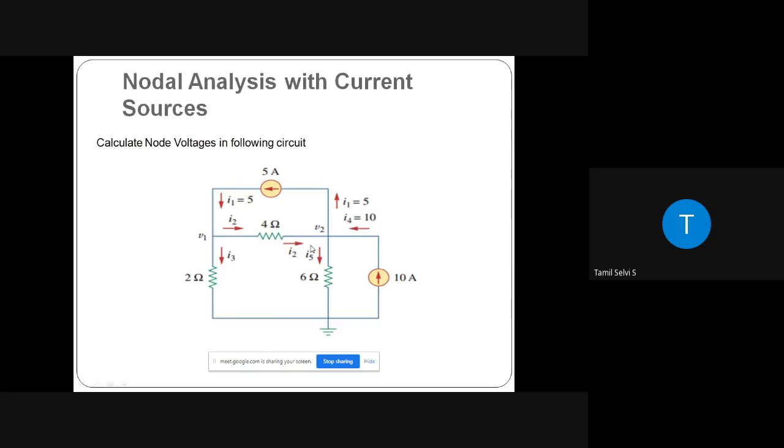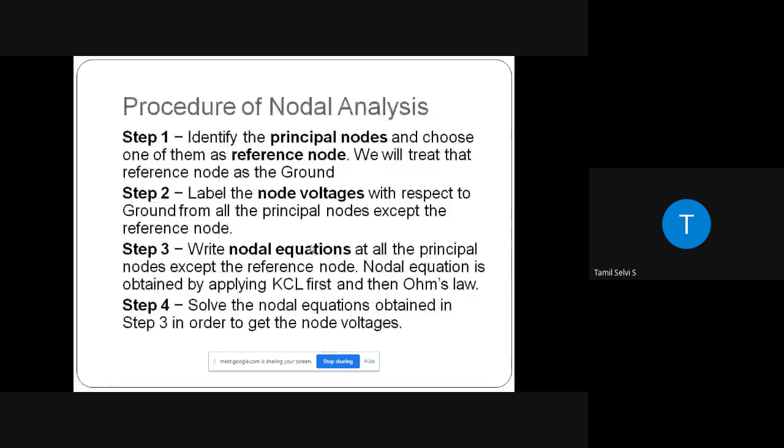Then, write the nodal equations at all the principal nodes except the reference node. The nodal equation is obtained by applying KCL first and then applying Ohm's law. Is this statement clear? Write nodal equations at all the principal nodes except the reference node. The nodal equation is obtained by applying KCL and then Ohm's law.